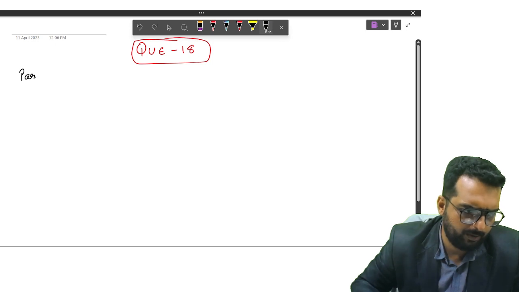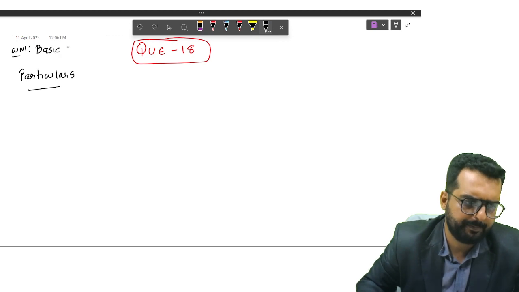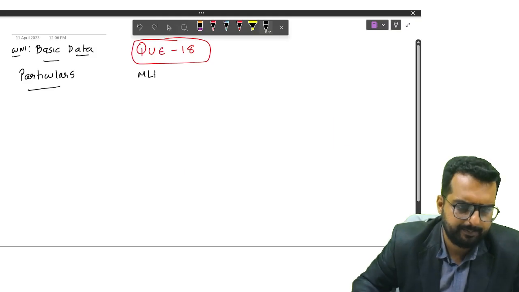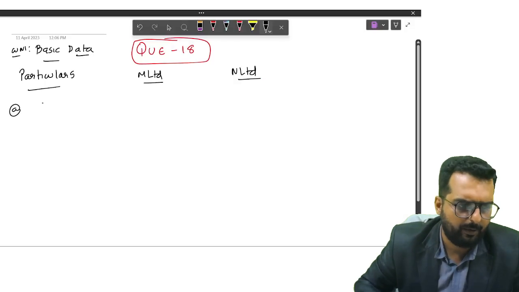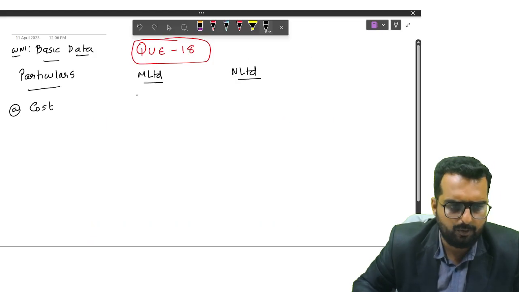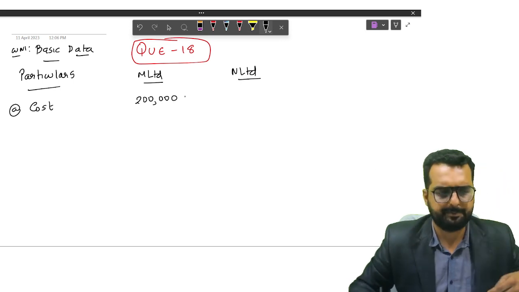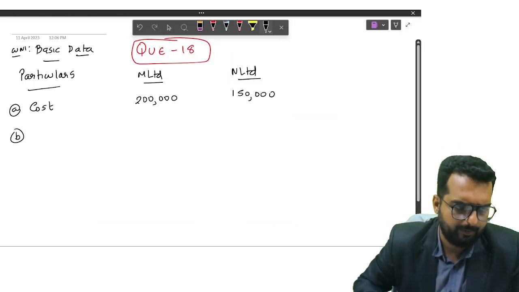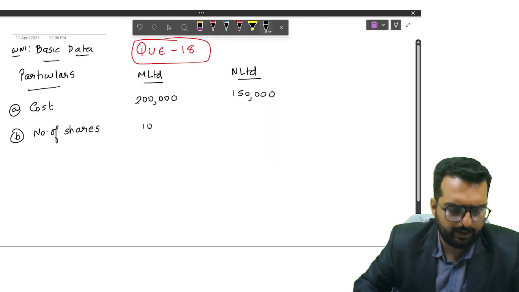So I'll draw a table, particulars. Write down working note number 1, basic data. So here I'll write down M limited, and the other one is N limited. Now here I'll write down the total cost. So what is the total cost that you get over here? Do you get the amount as 2 lakhs? 2 lakhs for M, and you will get another 1,50,000 for N. Alright, and then you have the number of shares. That will be 1000 over here and 500 over there.